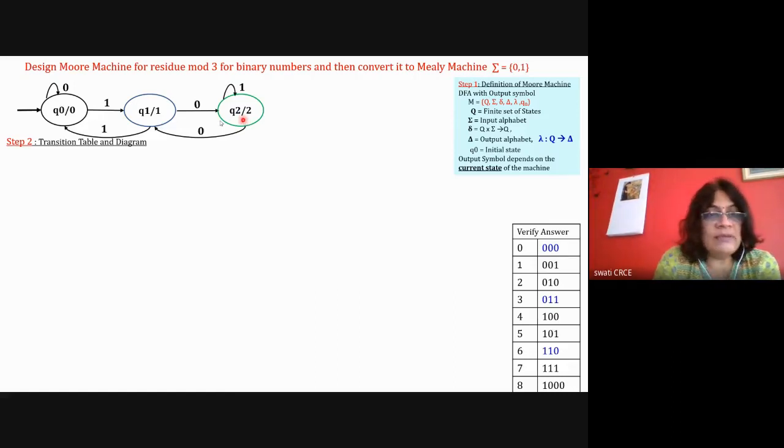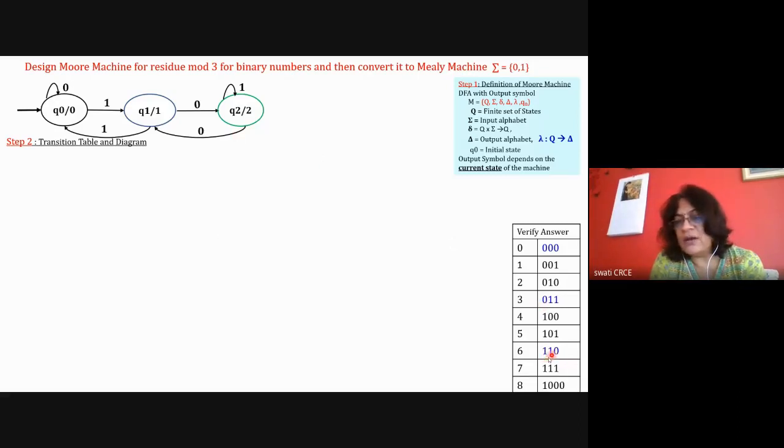Okay, so if I check here, the two outgoing transitions from Q0 are done. Two outgoing transitions from Q1 are done. Two outgoing transitions from Q2 are done. So actually the diagram is over. But we have to verify the answer. So take 5, 6 random numbers and check your answer.